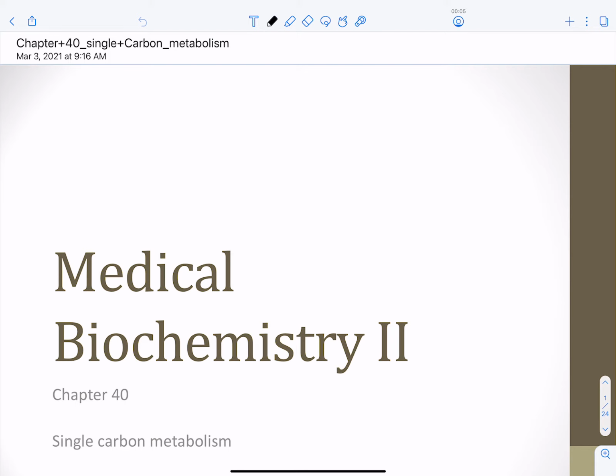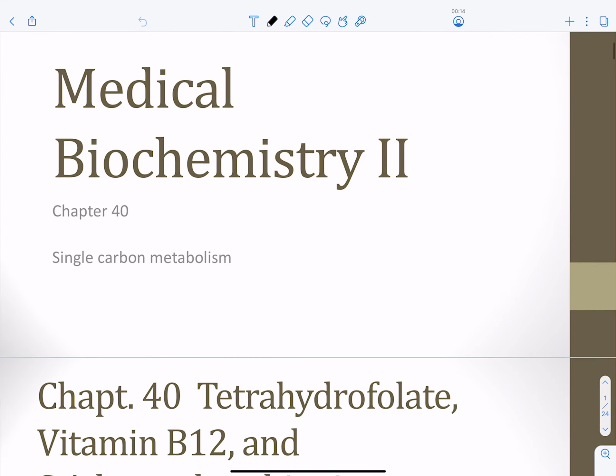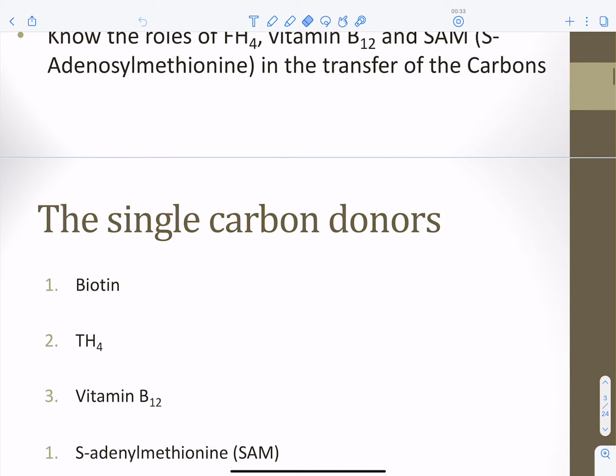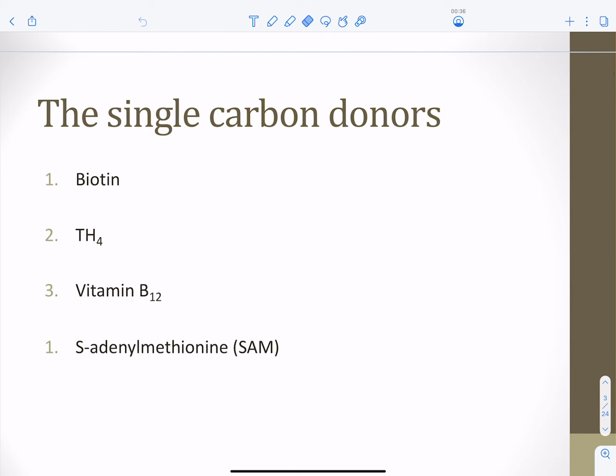Okay, so our next lecture is going to be on single carbon metabolism, single carbon donors. And we did go over these a little bit in the last lecture in order to introduce them so you can understand what was happening when we were making and breaking down different amino acids. And so for this, we're going to focus more on tetrahydrofolate, vitamin B12, and S-adenosylmethionine, or SAM. So these are our single carbon donors.